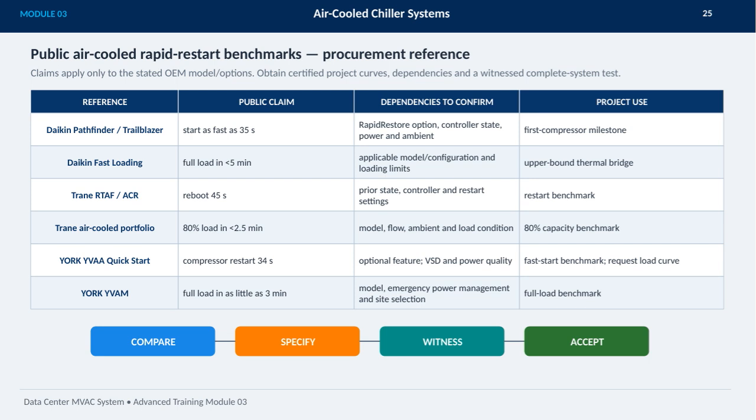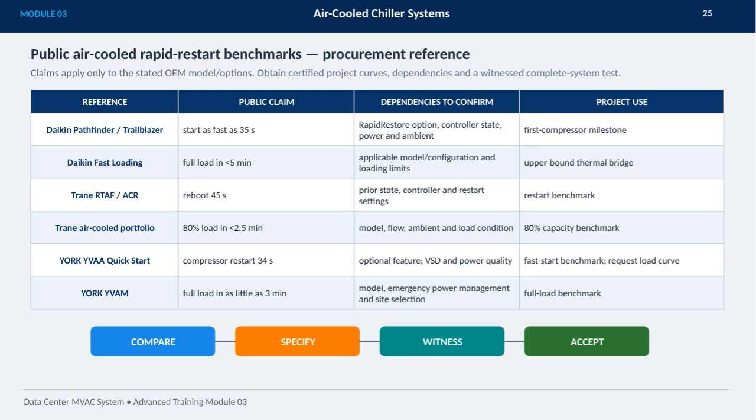For example, the Daikin Pathfinder and Trailblazer systems can start as fast as 35 seconds, but this depends on factors like the rapid restore option, controller state, power, and ambient conditions. Daikin's fast loading feature can reach full load in under 5 minutes, keeping in mind the applicable model configurations and loading limits.